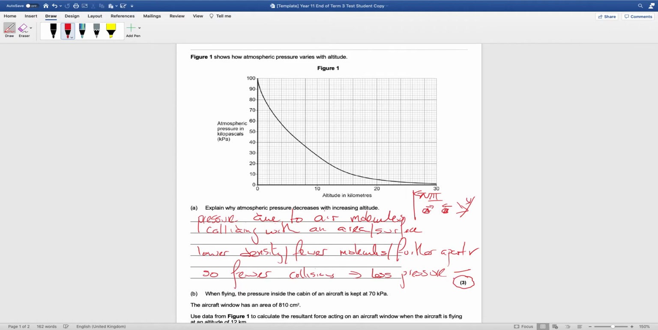When you have a 3-mark question, you need to look for your 3 independent points to make. What causes the pressure in this case? What's different about the high altitude? And as a consequence of those 2, why the pressure would be less.